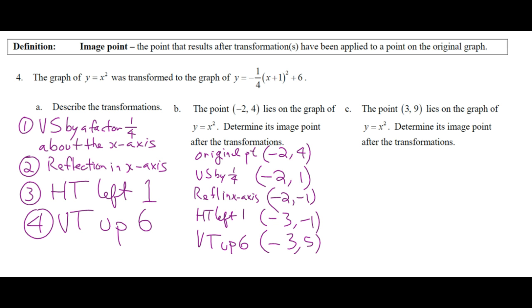The point (3, 9) lies on the graph, determine its image point after the transformations. Leave your answer as fractions. So don't give me decimals, right? Just do fractions. Okay, so just start. You just duplicate this. This is exactly what you're going to write. This is exactly the same, and these are going to be different because you're doing a different point. Okay, and when you're done, look up.